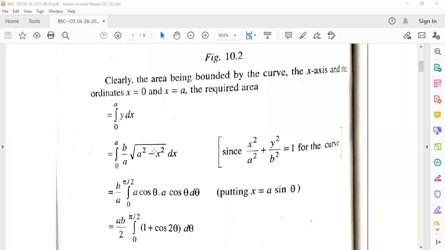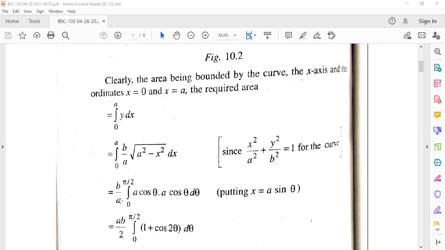Now put here the value of x square, that is a square sin square theta. Now if we take common a square from here, then it is a square into 1 minus sin square theta. 1 minus sin square theta means cos square theta. So within the under root, it will be a square cos square theta. If we find that square root, it will be a cos theta. Now x equal to a sin theta, if we differentiate, then dx will be a cos theta d theta. This a cos theta comes from here, so we are putting this. This b by a is a constant, so it comes out of the bracket.